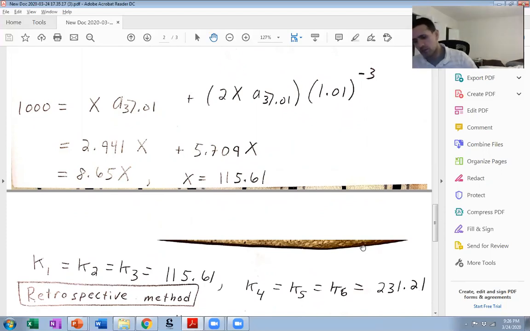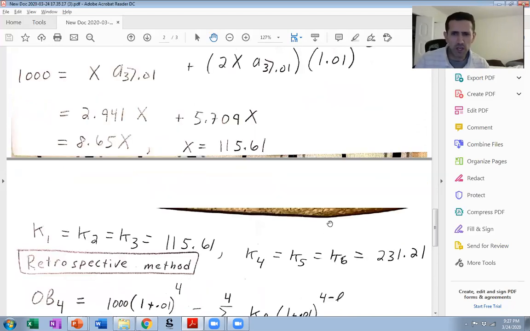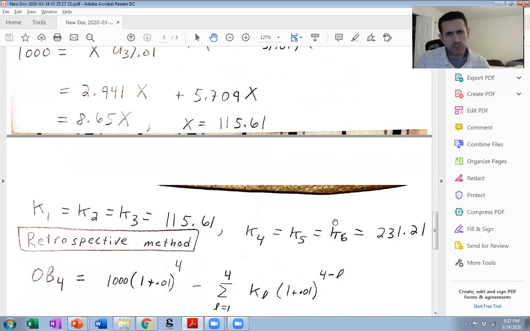Okay, so as I mentioned, it's quicker to do the prospective method because the end of the 4th month is pretty close to the end of the loan. The end of the loan is at the end of the 6th month. That is quicker. But let's just do the retrospective method first. So it's just plug and chug. Just plug into my formula like we did before. Not much more to say than that.